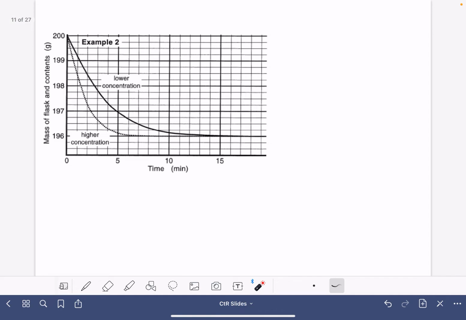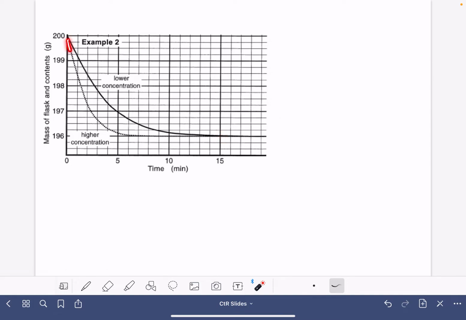This might appear in this format. So we've got a graph here where we've got 2 lines, this dashed line here, which is the higher concentration, and this other line, which is the lower concentration. So both start off at the same initial point and then they both end up at the same final point.